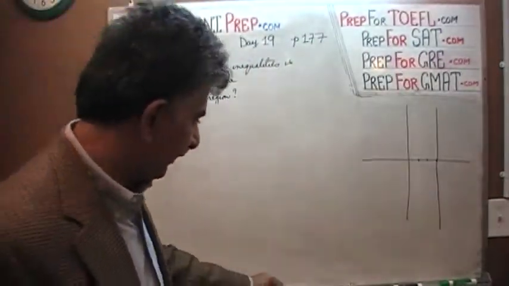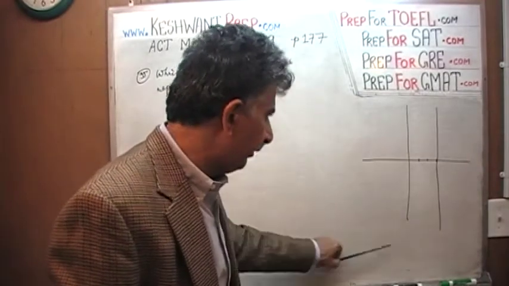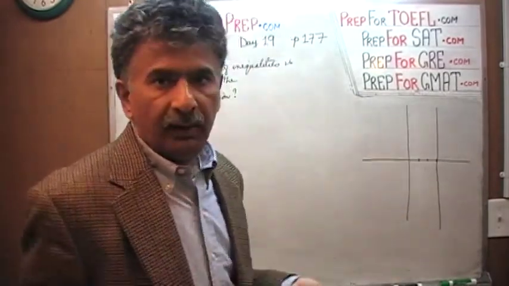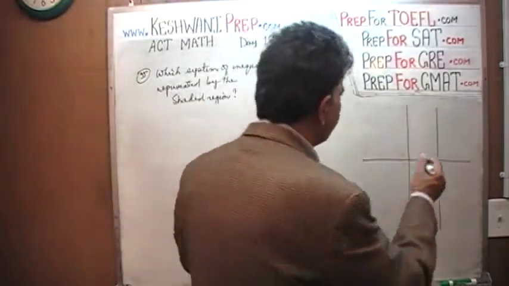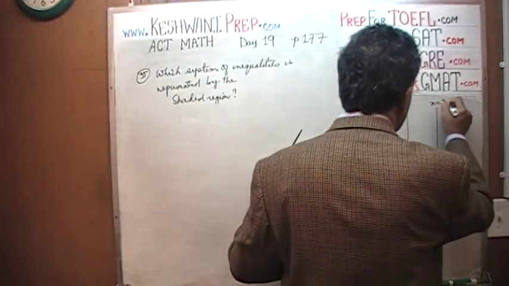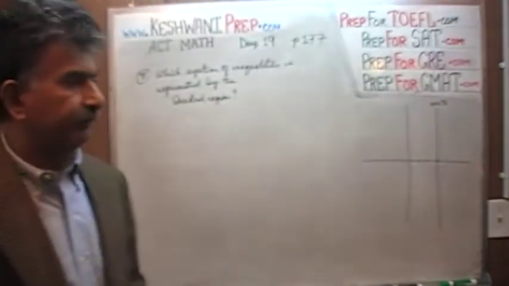Well, the equation of this line is very simple, because no matter what the value of y is, x is always equal to 3. So the equation of this line is x is equal to 3.